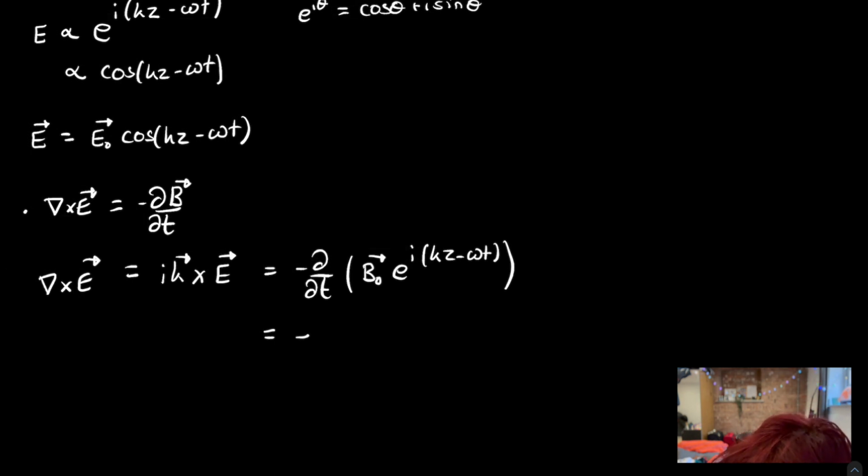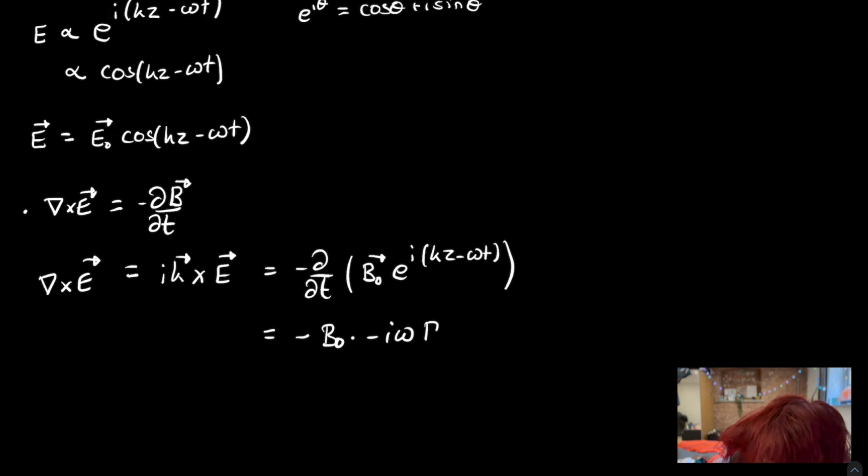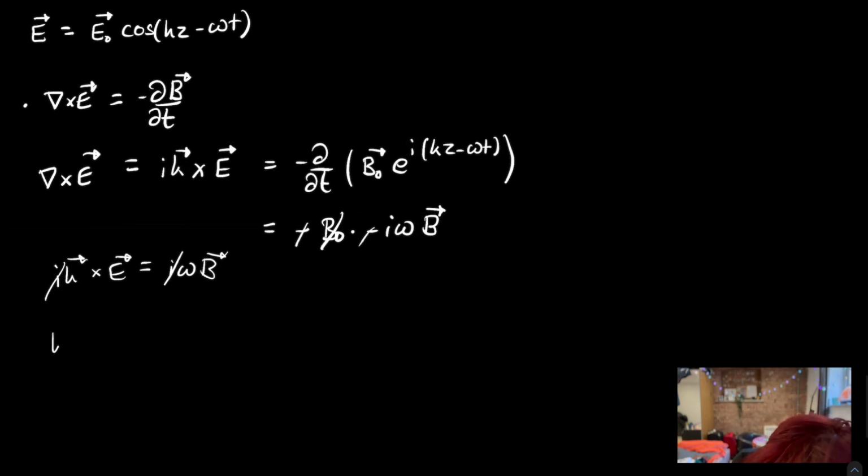So we're going to get minus b naught times minus i omega times, well, the original B function right here for the magnetic field. And so these two minus signs are going to cancel out to give a positive sign right here. And so we get i k cross E is equal to i omega B right here. So the two i's are going to cancel, and we get the quite nice result that k cross E is equal to omega times B right here.